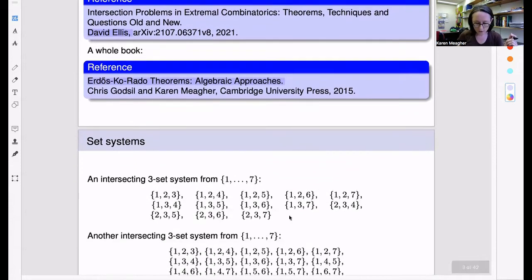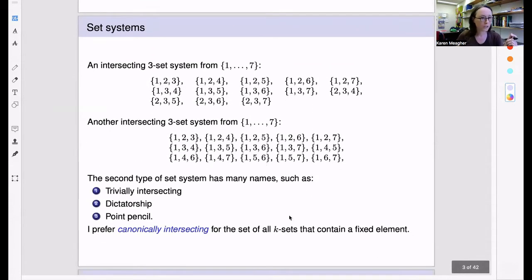So let's start with what the actual theorem's about. The theorem is about set systems. I have an example here: an intersecting three-set system from 1 to 7. So 1 to 7 is my base set, where I'm pulling numbers from. A 3-set means the sets have size 3, 3 elements, and any 2 are going to be intersecting. And so what I have right here is an intersecting 3-set system.